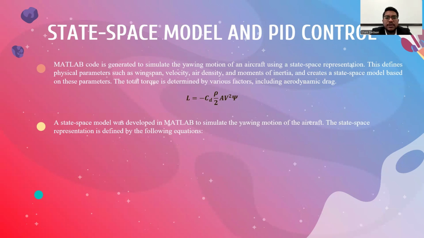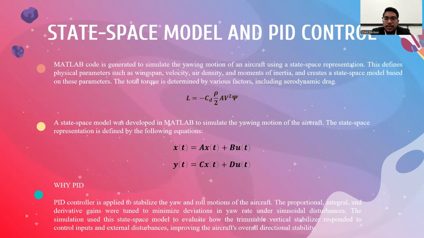The state space model was developed in MATLAB to simulate the yawing motion of the aircraft. The state space representation is defined by the following equations, which are used in our paper. Here, x(t) is the state vector, u(t) is the input vector, y(t) is the output vector, and A, B, C, D are the system matrices.